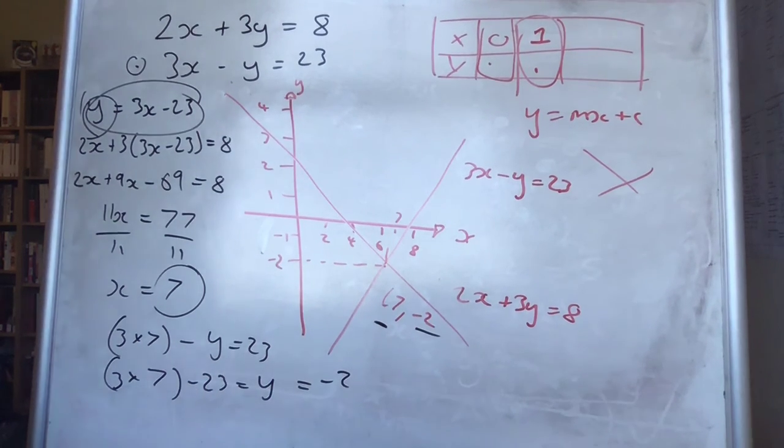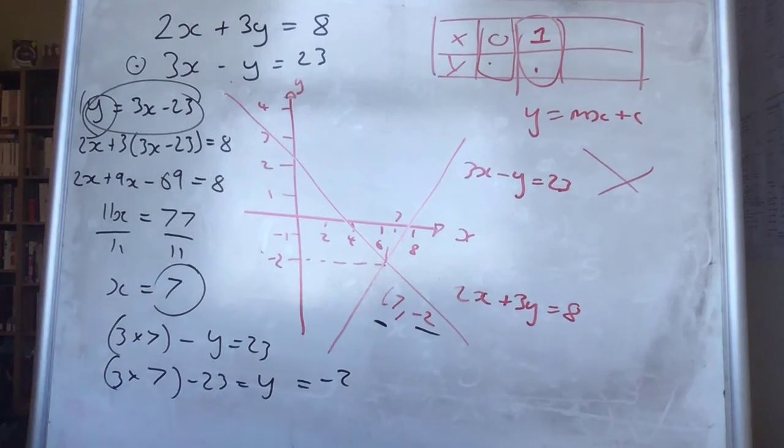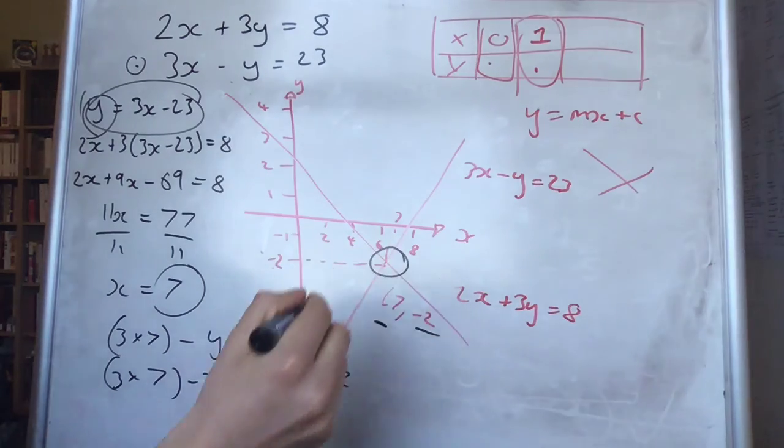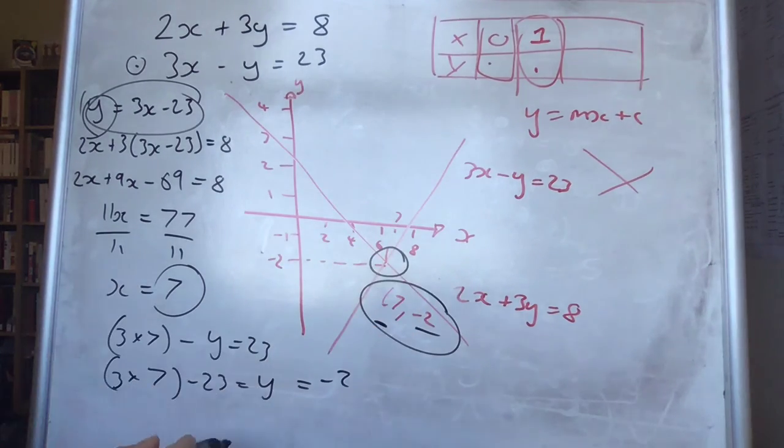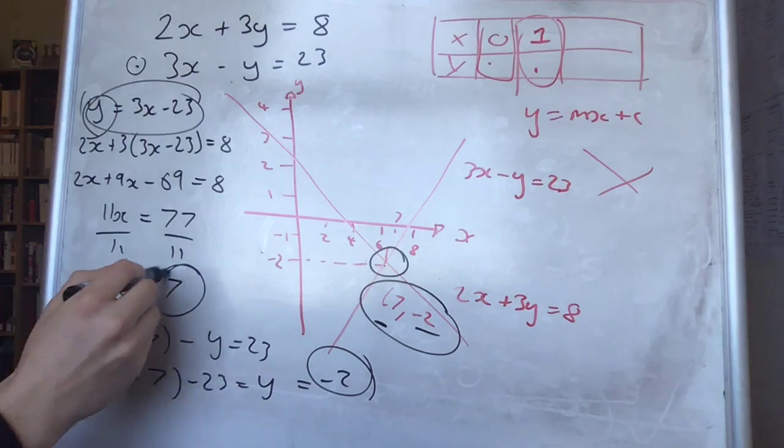So you can see how we can solve simultaneous equations and see that the solutions to a pair of simultaneous equations represent the points of intersection on our graph. So that gives us our -2 here and our 7 here.